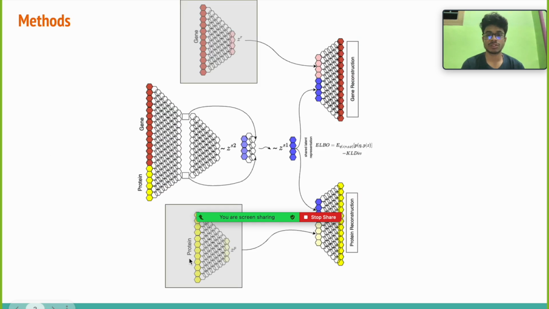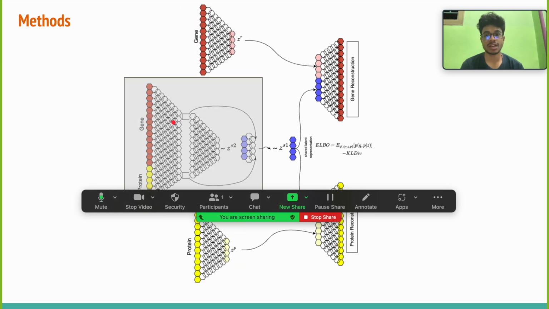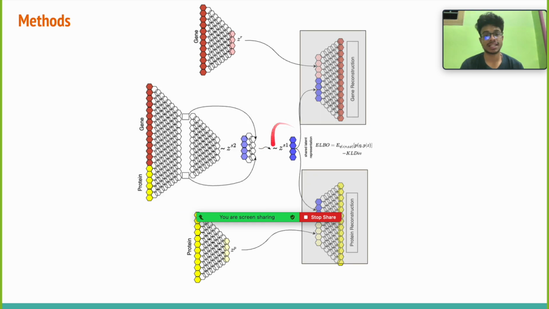Now let us have a quick look into the methods section. As the name suggests, multiHIVE consists of a hierarchical VAE which consists of two private encoders to encode different modalities like RNA and protein in their latent space. And then we have a shared encoder which takes both RNA and protein expression and embeds them into latent space in a hierarchical model. Finally, the shared latent representation along with the private latent representation goes into respective decoders to generate back the gene expression and protein expression, and the whole model is trained using ELBO loss.